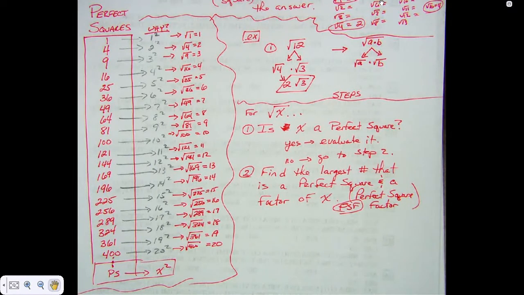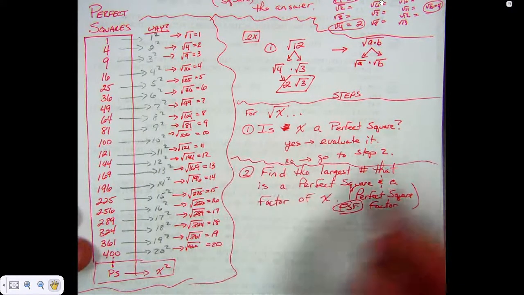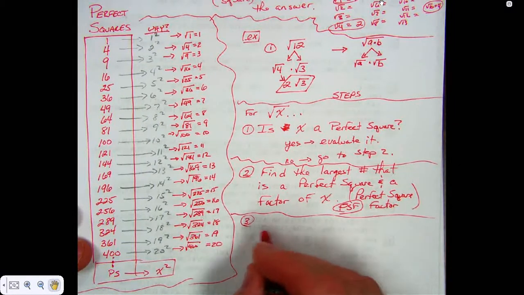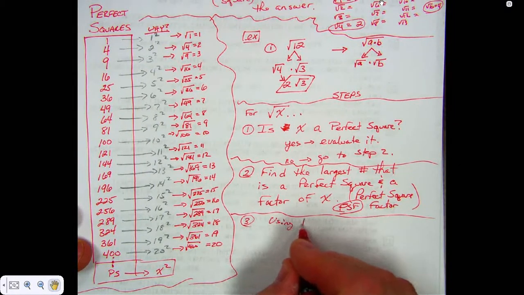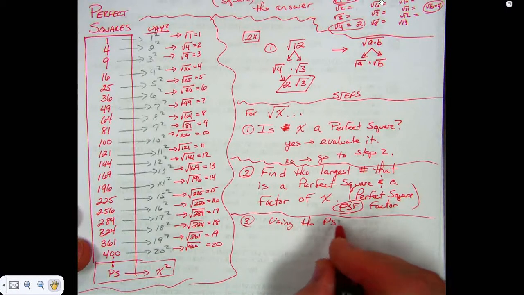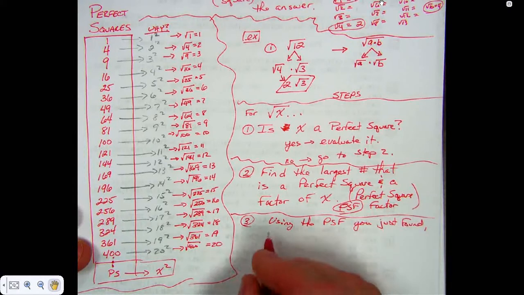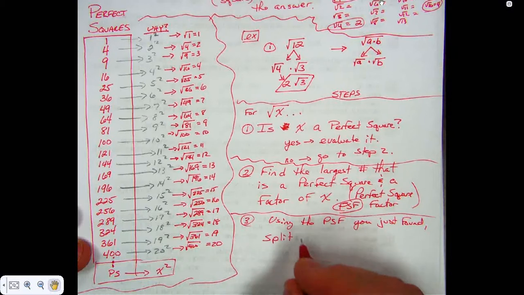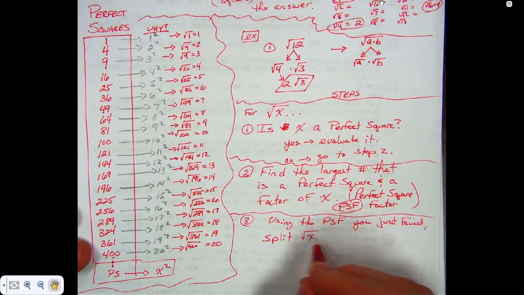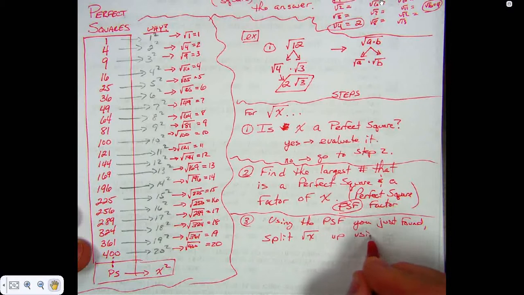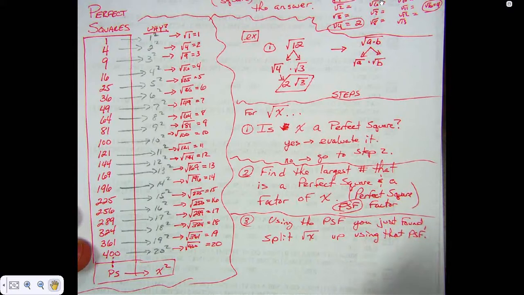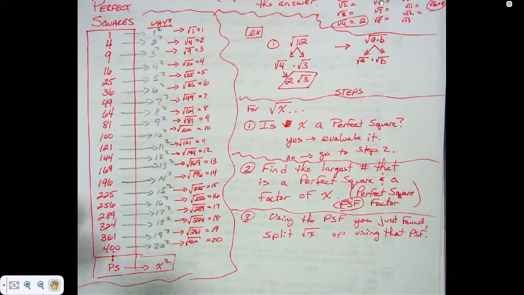The reason you do this is so, step 3, using the PSF you just found, split the square root of x up using that PSF. So how am I going to split it up? By making it into a what? Multiplication problem, right? You see how I split this up?